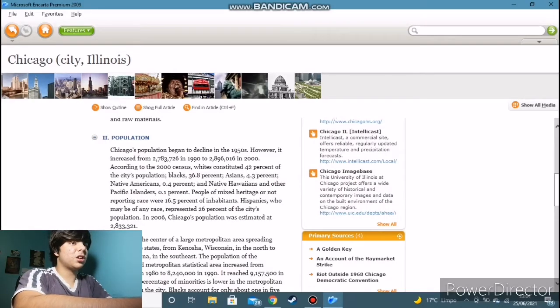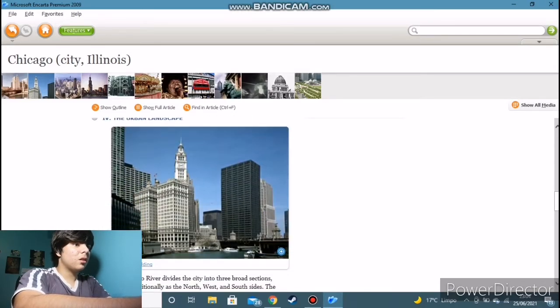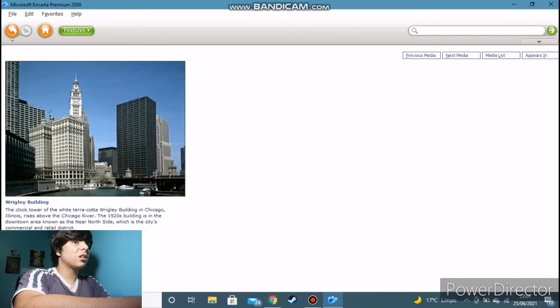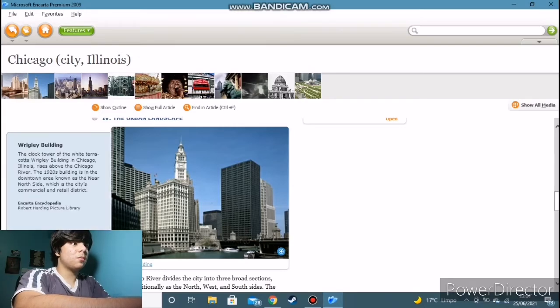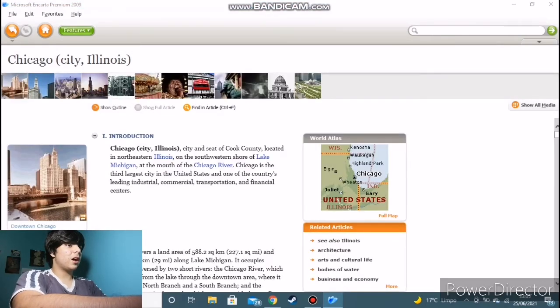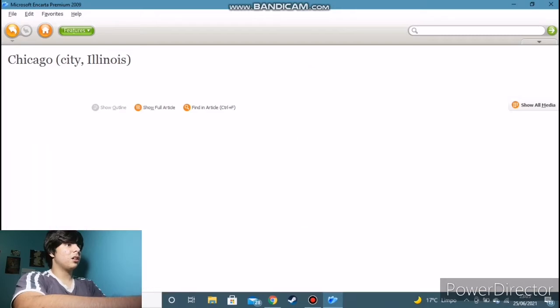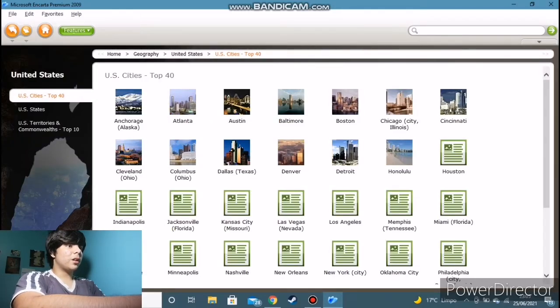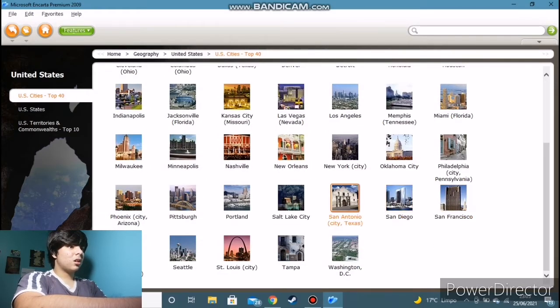Population. I'm not gonna read this at all. Just showing you guys the urban landscape. Oh, looks so good. I want to go to this city in the future. Anyways, show full article. Find an article. Oh, it looks so great. Find this article. Okay, let's go. Columbus, Ohio. San Diego, let me see.